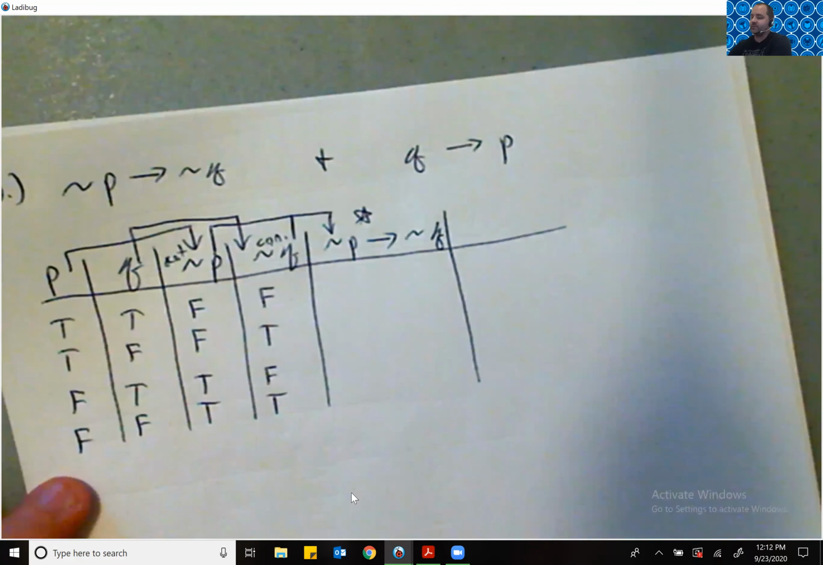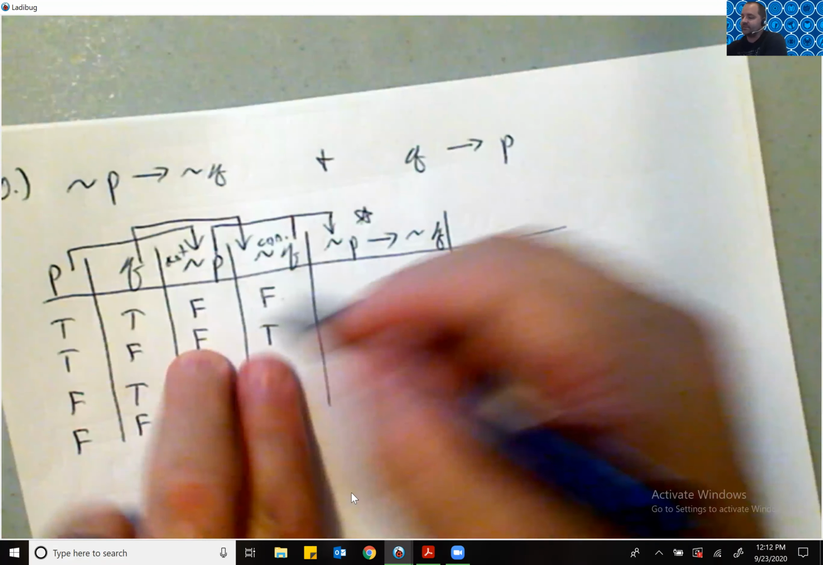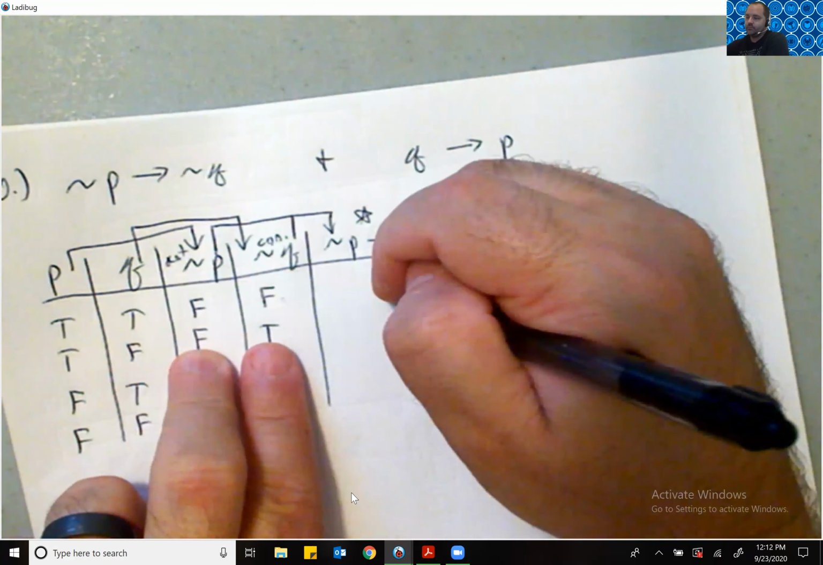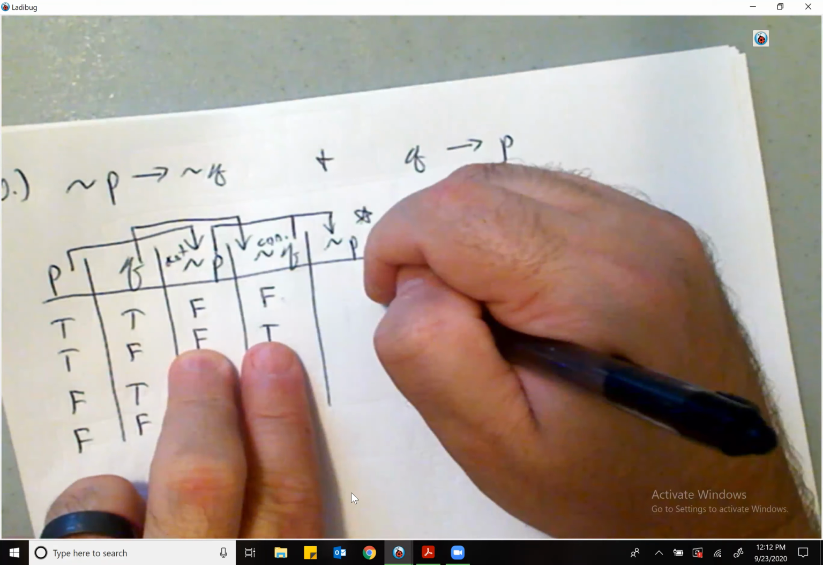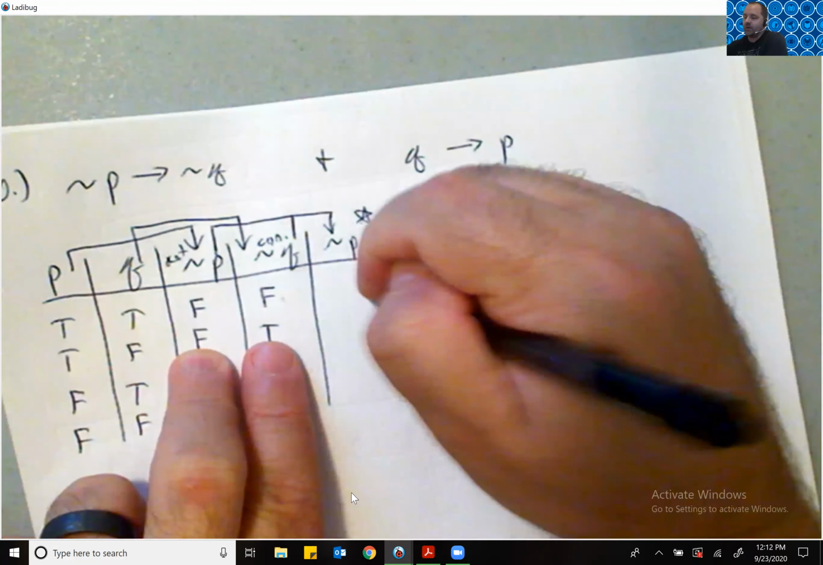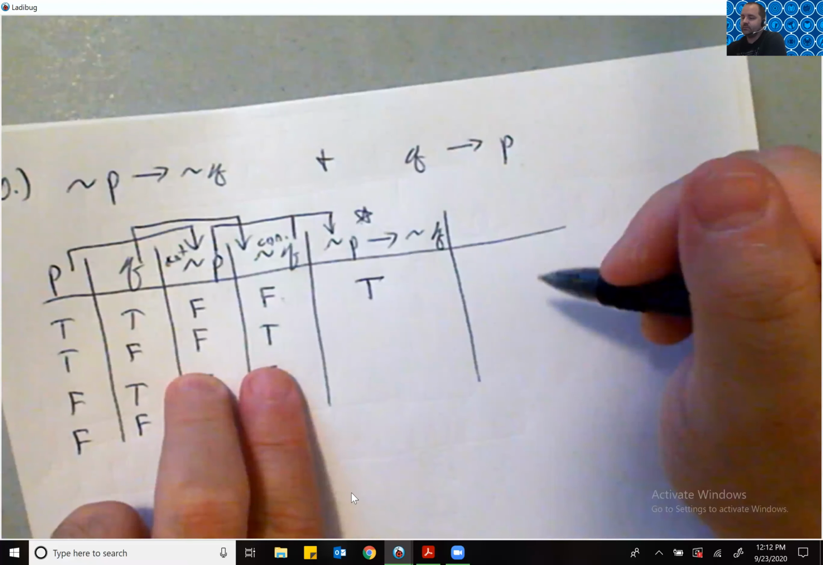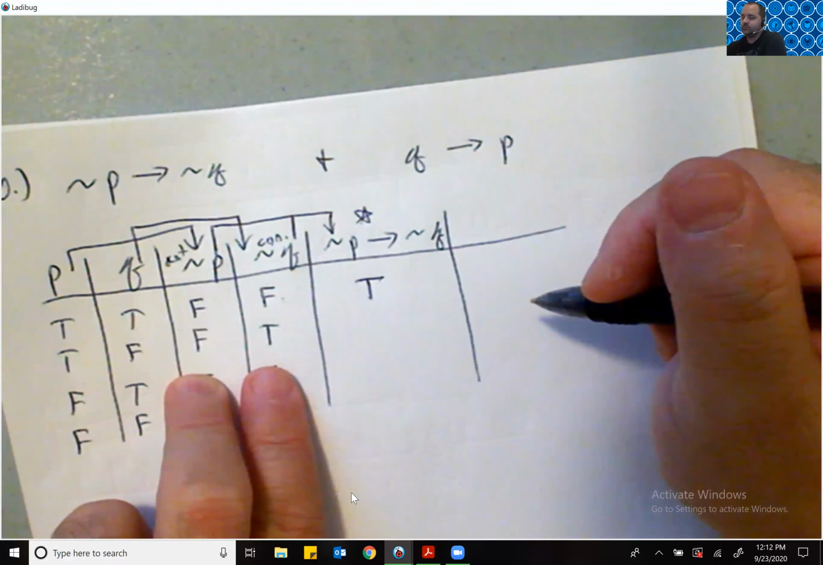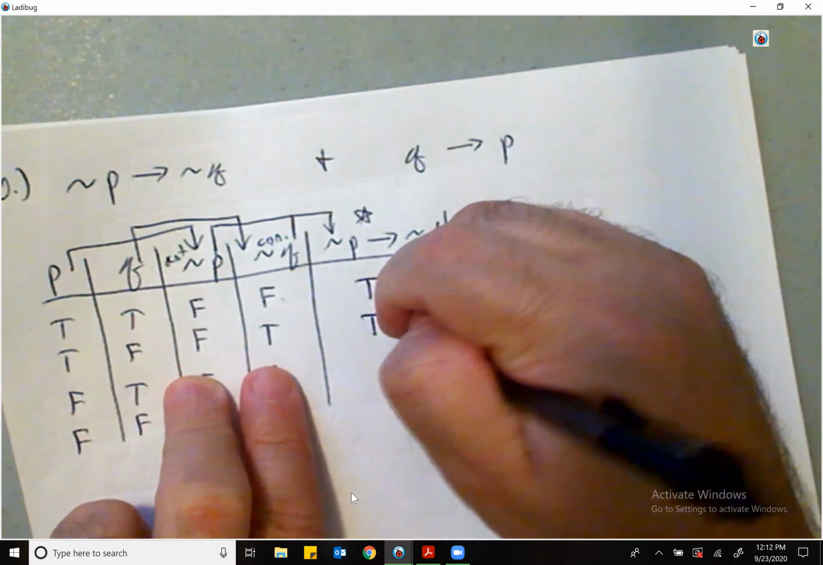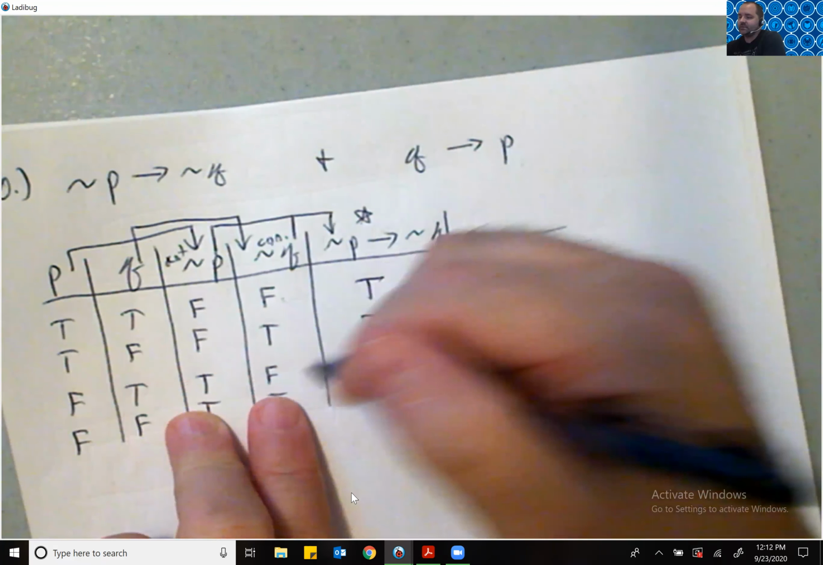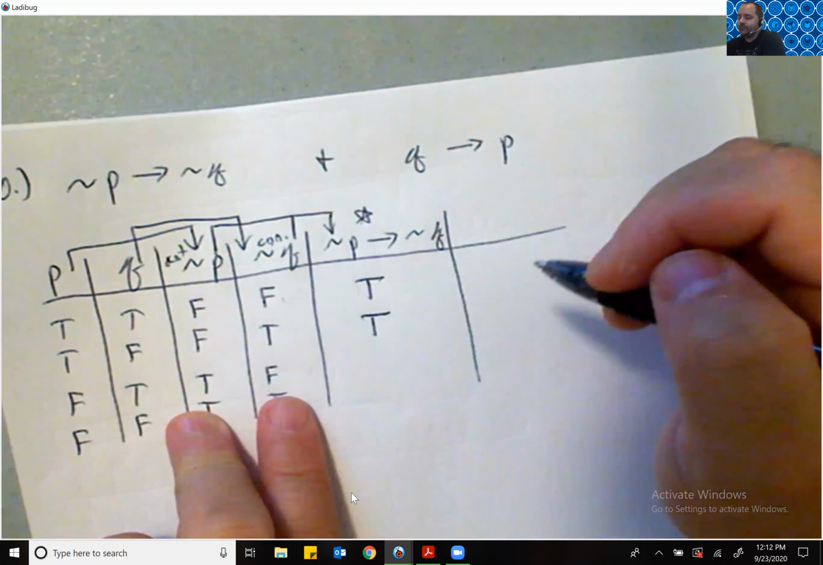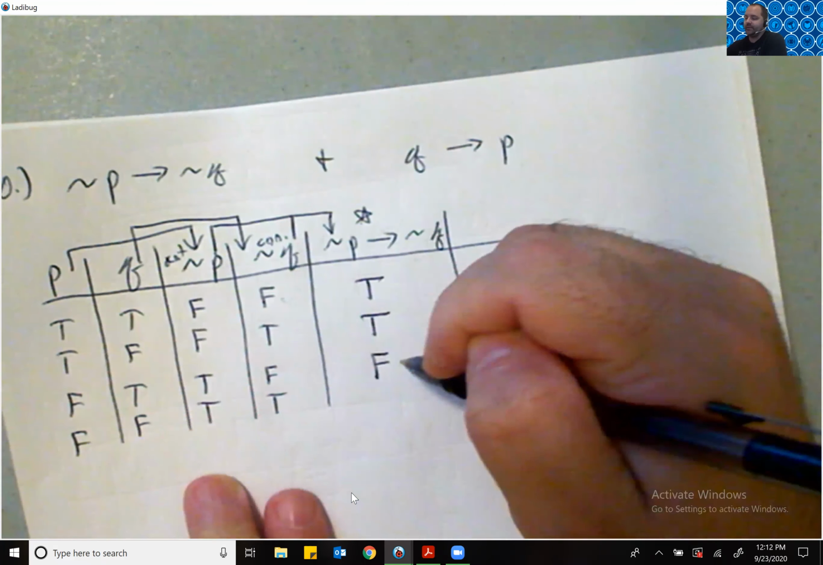So false to true, or false to false gets us? True. True, because false to true gets us true. True to false gets us false. And true to true gets us true.